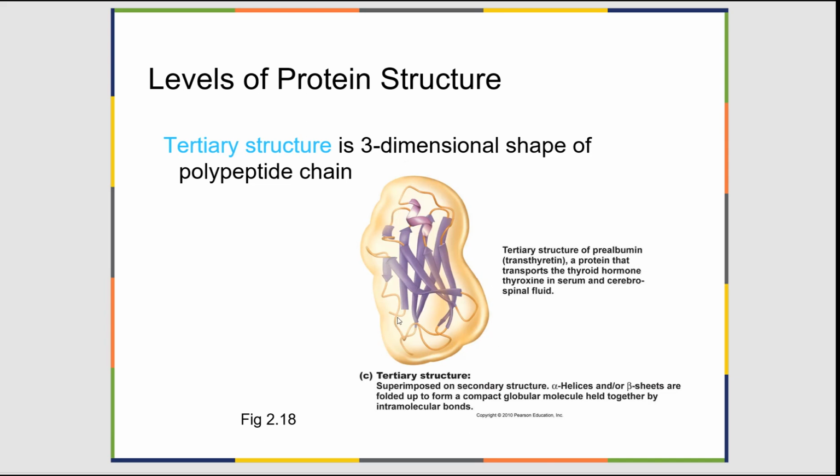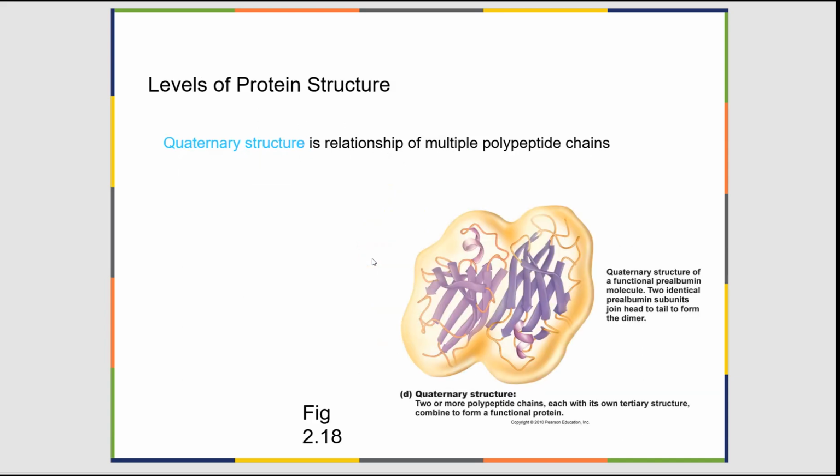Okay, once you have that tertiary structure of that protein, it's going to bind together with another polypeptide chain in order to make a quaternary structure. Now, not all polypeptide chains are going to make this quaternary structure, but all quaternary structures are going to be made up of two or more polypeptide chains. Okay, confusing, I know, just roll with it.